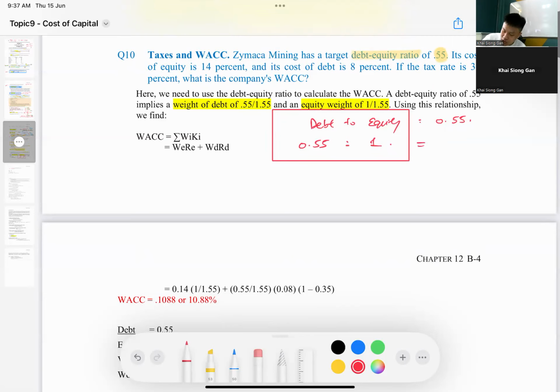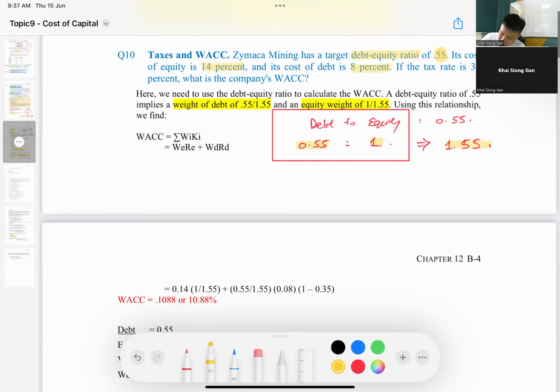So how much is the total capital funding? 1.55. Okay, because 0.55 is the debts, 1 is the equity. So total up is 1.55. So make sure you know, sometimes the terms they give you very tricky one. Okay, then after that, its cost of equity is 14%. And cost of debt is 8%.